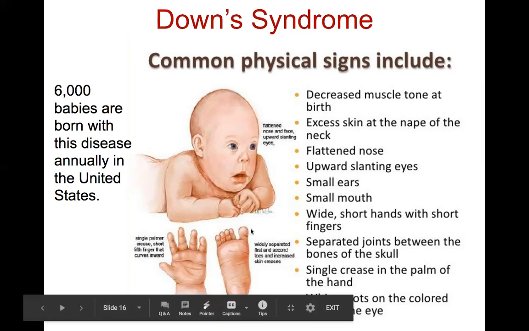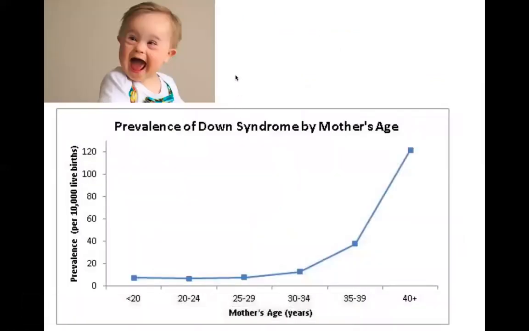Now, let's look at a real image. This is what a baby with Down syndrome could look like. And again, those features that we talked about before, the distance of the eyebrow between the eyes, the flattened nose, these are very telltale signs. This particular graph is really striking.